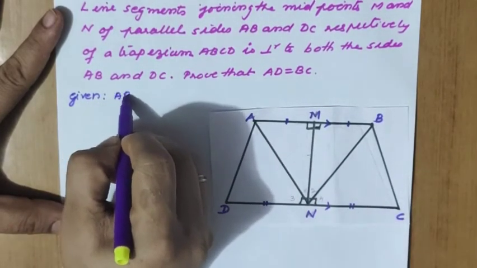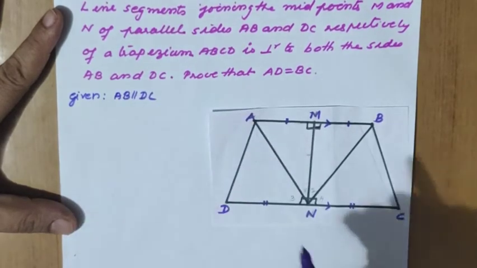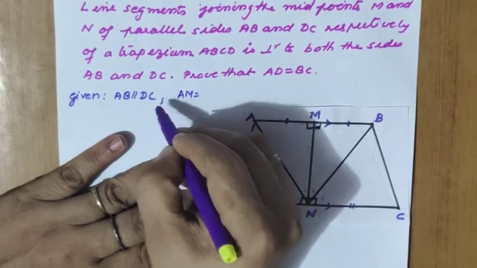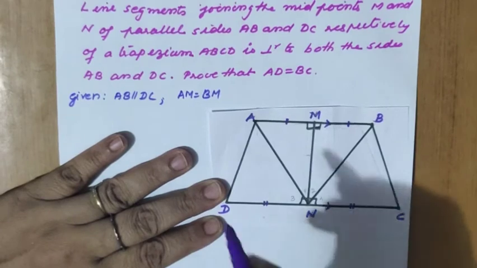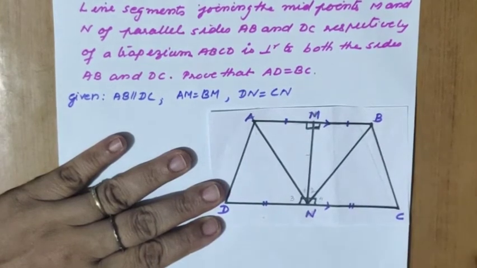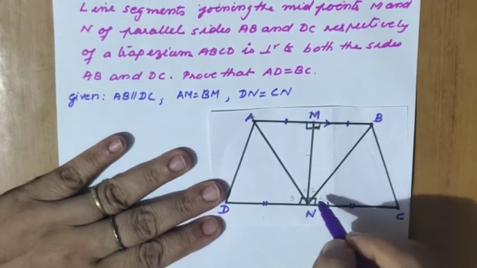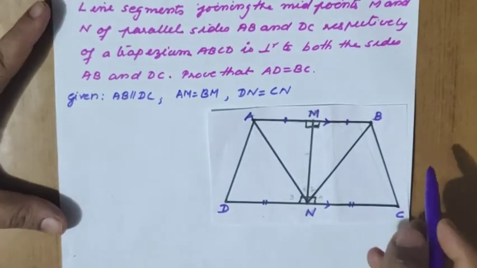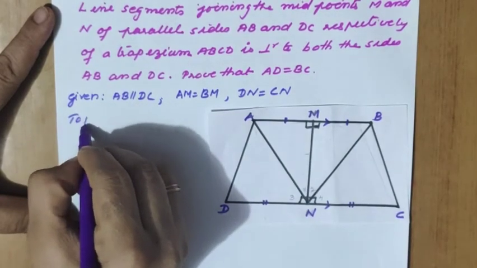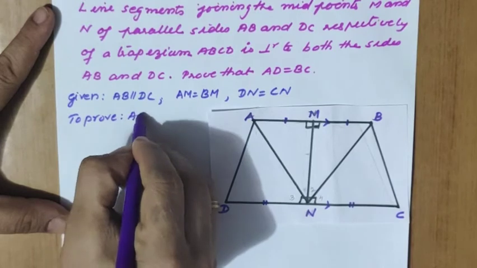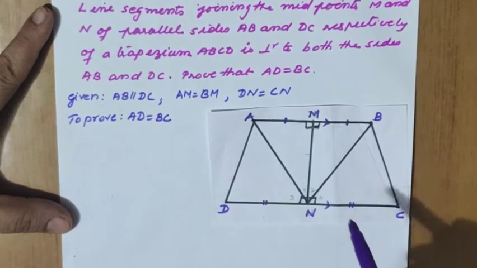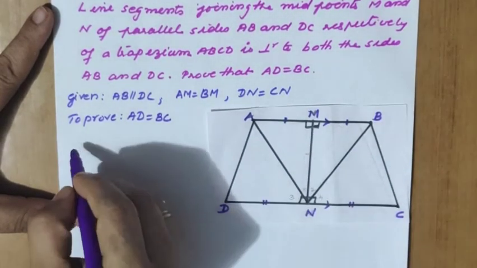AB parallel to DC. M is a midpoint, so we can write AM equal to BM, and N is the midpoint, so we can write DN equal to CN. Now MN is perpendicular to AB and DC, which I am not writing. You can write that MN is perpendicular to both AB and DC. Next, to prove AD equal to BC. No construction because already it is joined in the figure, that is AN and BN. Now we can see the proof.